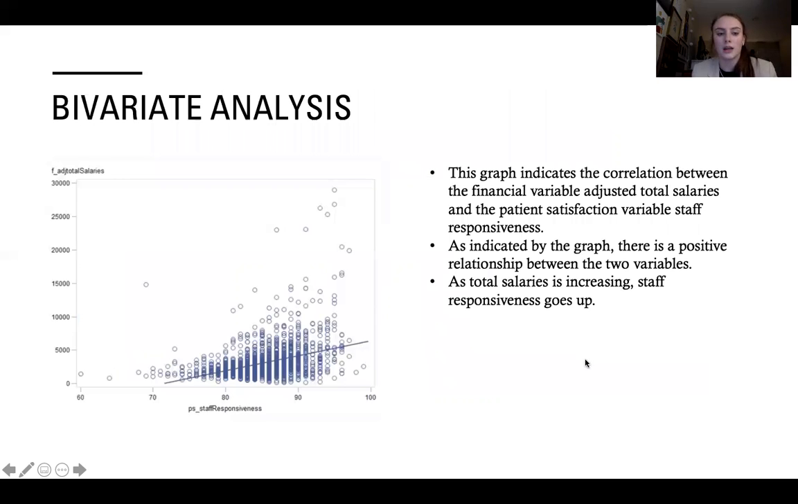Next is the bivariate analysis. This is a bivariate analysis with adjusted total salaries and staff responsiveness ratings. This graph indicates that the correlation between the two variables is positive, as you can see by the positive regression line right here. I believe I adjusted this staff responsiveness rating to cut off at 60 because that's where most of the outliers were. And as you can see, as total salaries are increasing, staff responsiveness rating also goes up.